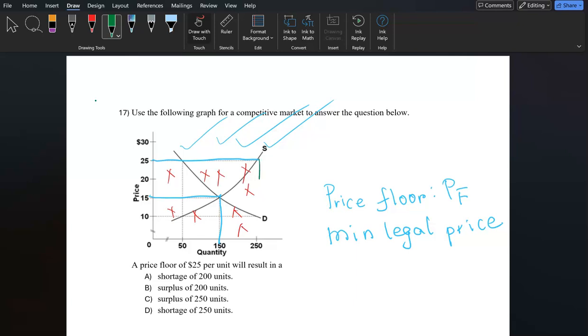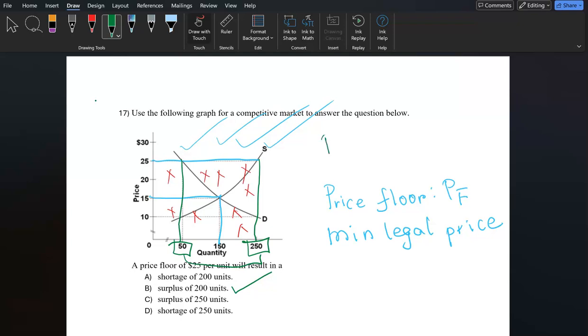So this is going to cause a surplus. Where the $25 price line is hitting the supply curve, from that we subtract 50. This is where the $25 price line is hitting the demand curve. This will lead to a surplus of 200 units.